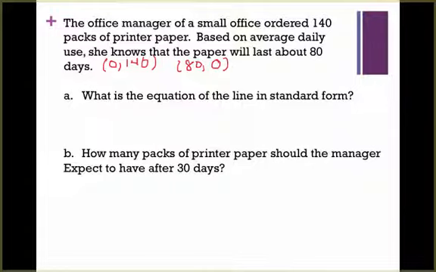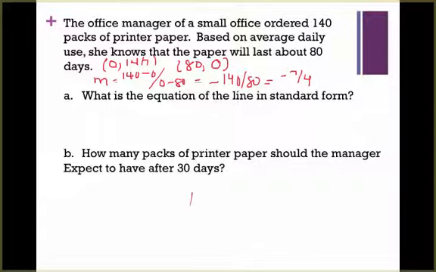Well, we now can use that to find my slope. So subtracting my y's would give me 140 minus 0 over, subtracting my x's would give me 0 minus 80. Well, that's going to be negative 140 over 80, but those are both divisible by 20, so that gives me negative 7/4. So that's going to be my slope.